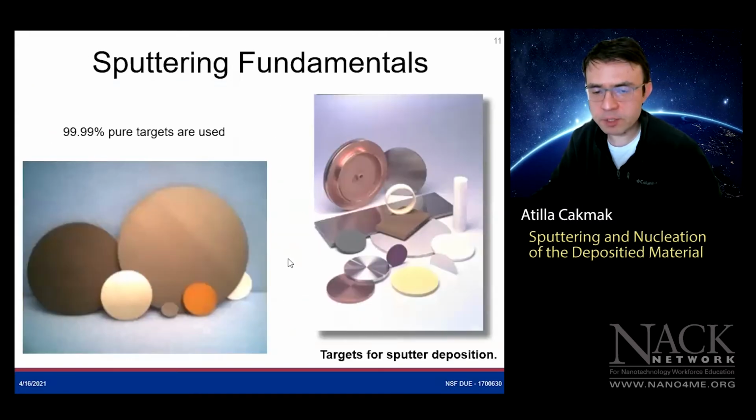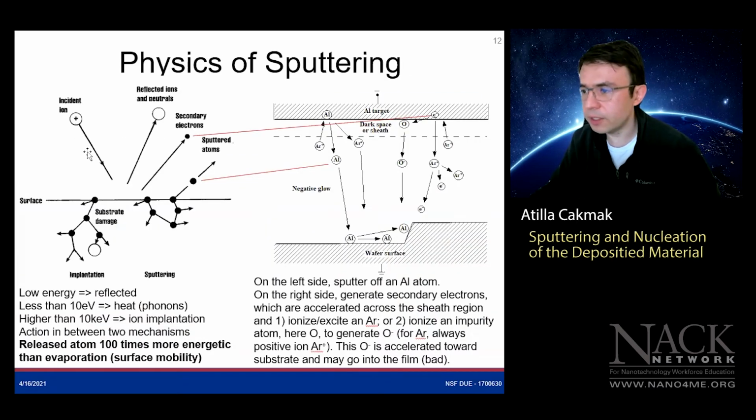In the meantime, let me show you these targets that we were always referring to. These are 99.99% pure targets that we're going to use, like gold, like silver. We have a large variety of targets that we can use. And this is the physics that we're going to look into quickly.